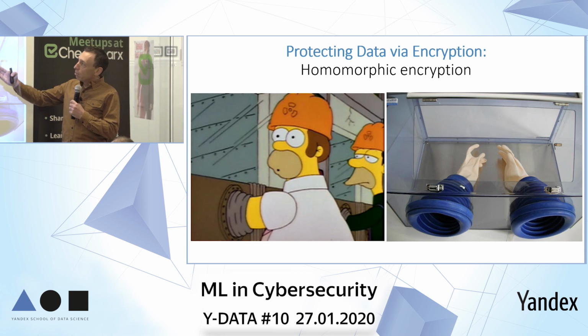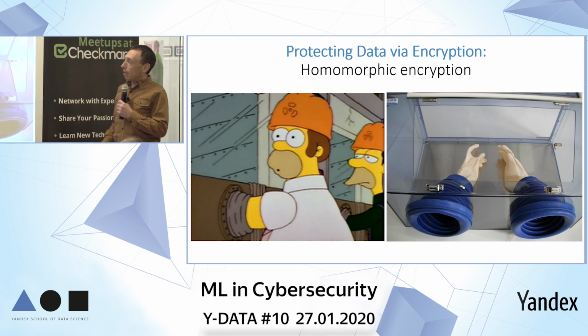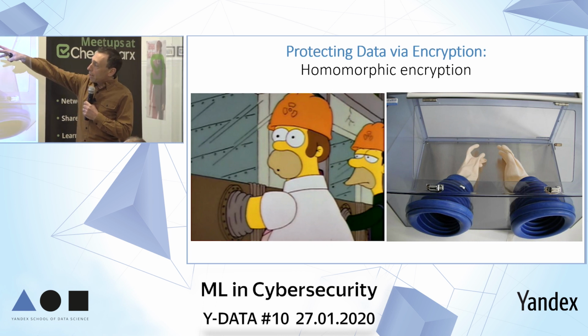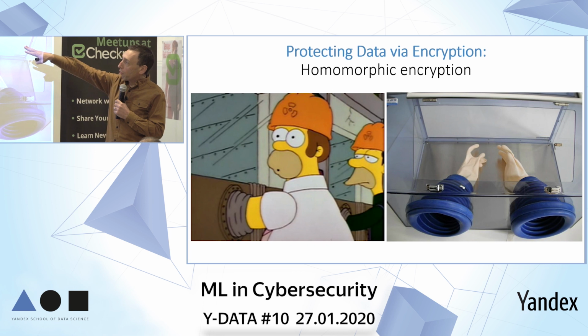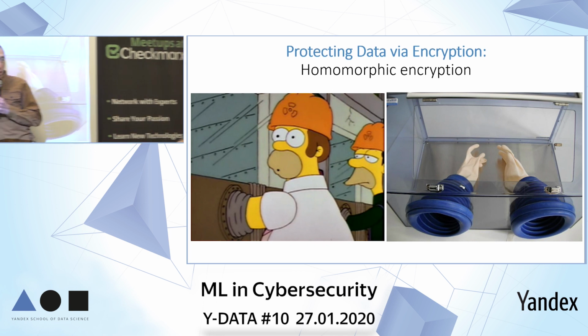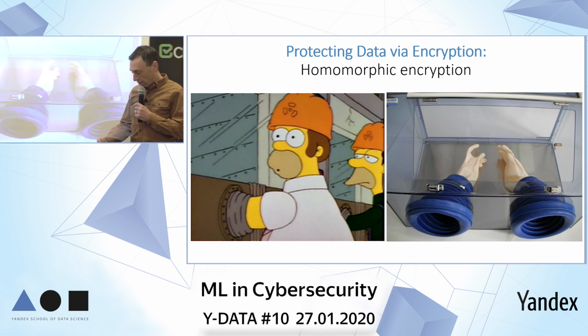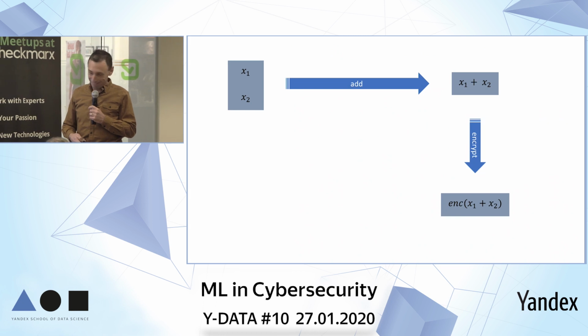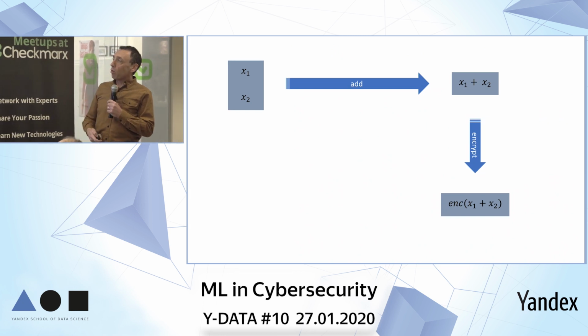And some people say that the kind of encryption that we're going to discuss is actually misspelled. It shouldn't be homomorphic encryption. It should be homomorphic encryption, after Homer Simpson that used this kind of box. Mr. Burns. Sorry? Mr. Burns. Yeah.